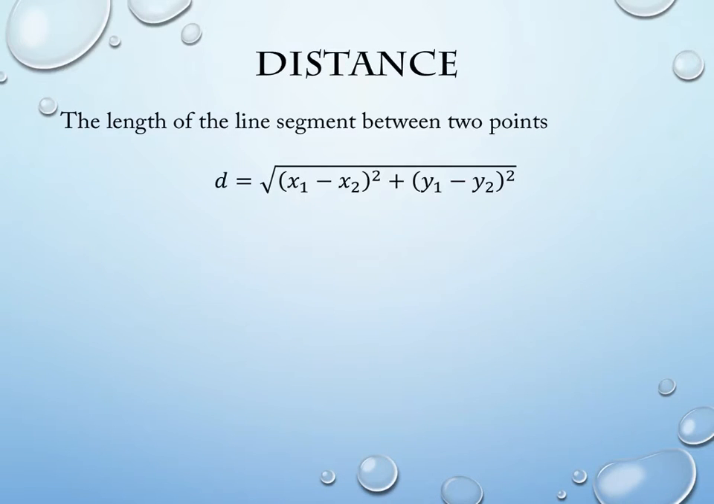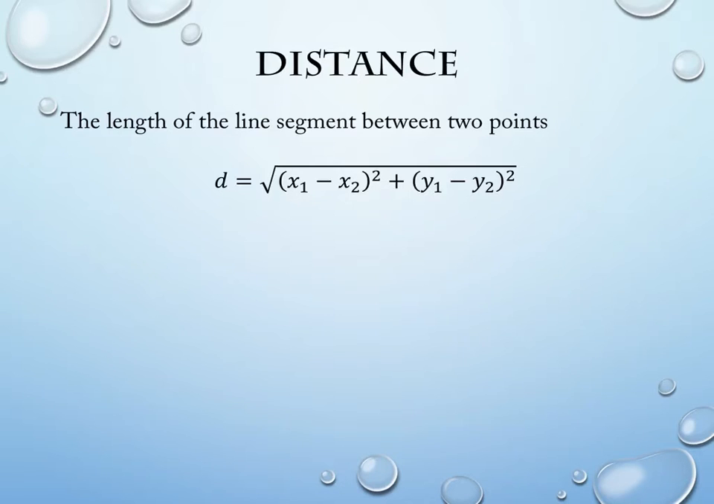A couple of application type things that we often talk about when we talk about line segments are distance and midpoint. Distance is our first one to talk about today. Distance is simply the length of the line segment between 2 points. And the formula for finding that is the square root of the difference in the x value squared plus the difference in the y value squared.